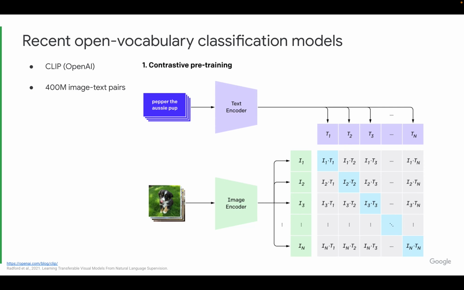Since there are abundant image and text pairs available on the internet, people utilize these cheaply available image and text pairs to advance the field of open vocabulary classification. One milestone is the CLIP model from OpenAI. They collected 400 million image and text pairs and jointly pre-trained an image encoder and a text encoder using contrastive learning. Specifically, the model learns to predict which out of a batch of sampled texts is actually paired with the input image.